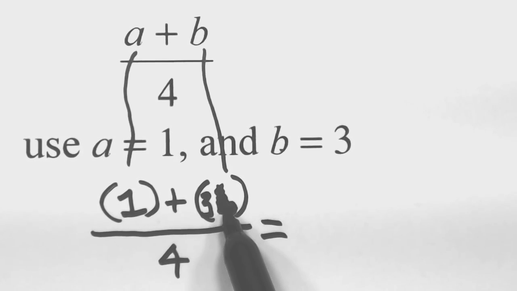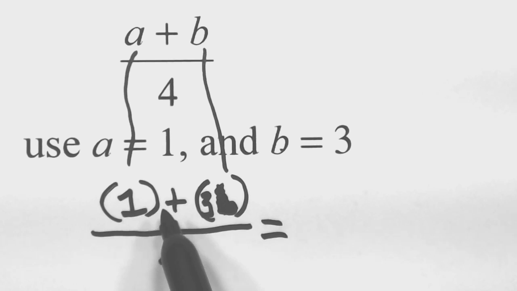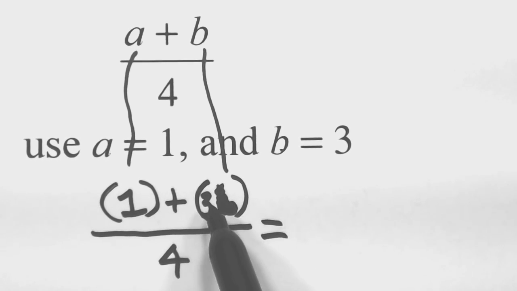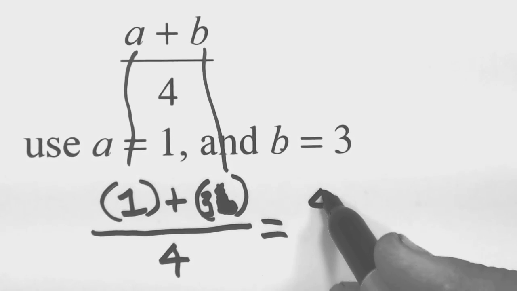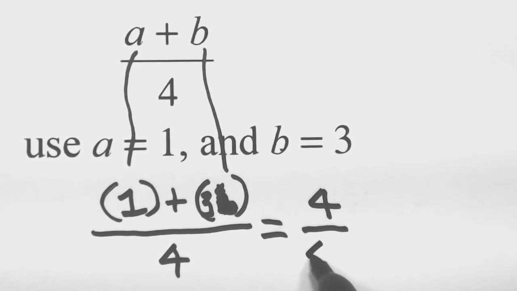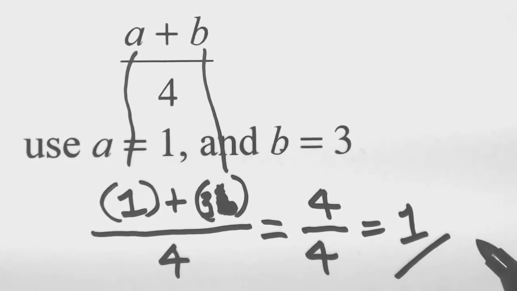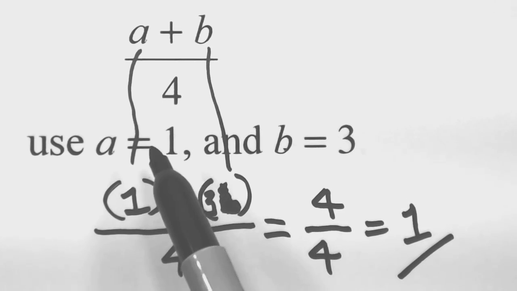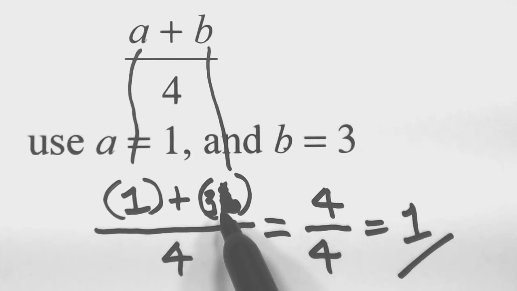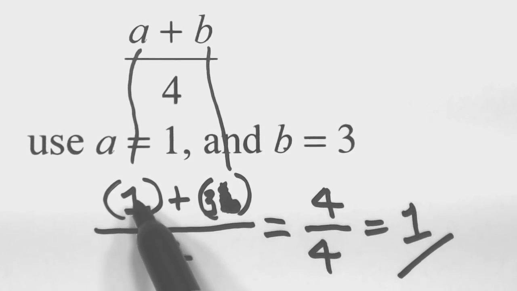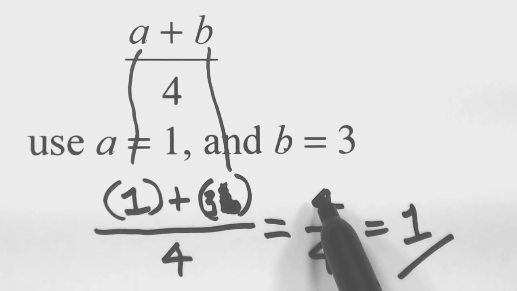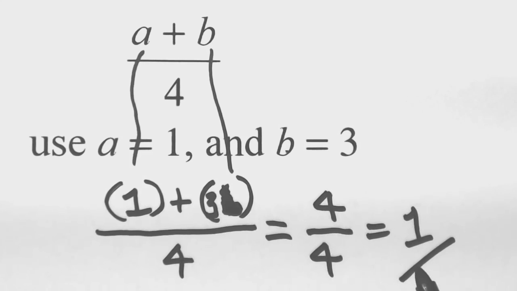We have to get a single number upstairs before we can reduce this fraction, so that means we have to add these guys together first. 1 plus 3, remember that's a 3, equals 4. Well, downstairs we still have the 4, and of course what's 4 over 4 equal? It equals 1. So there is the value of our expression when we plugged in a equals 1 and b equals 3. Remember, you cannot reduce the fraction until you get a single number both top and bottom. We had a single number bottom to begin with, so we had to add these guys together first. Then we can turn around and reduce the fraction.